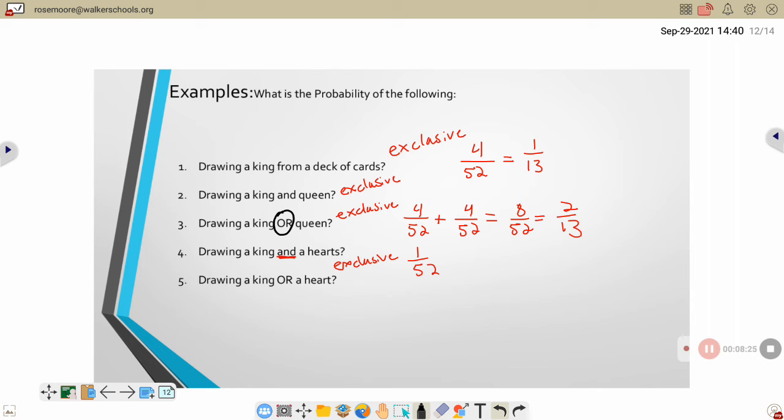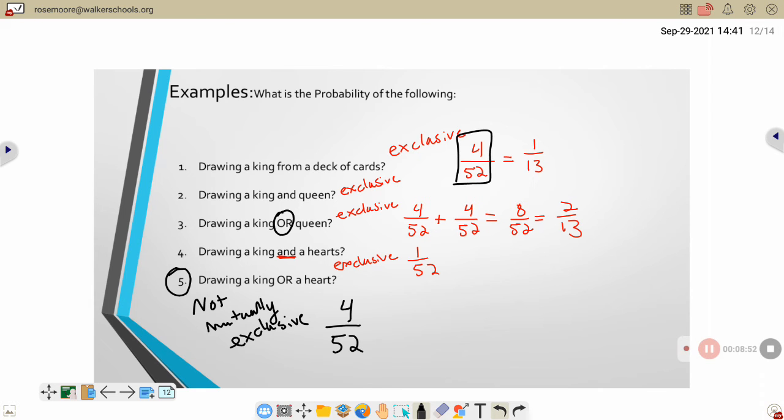The problems that get tricky are not mutually exclusive, like this one. This one is our only not mutually exclusive. Now, why is that? Because it can be a king or a heart, okay? So we've talked about this thing. We have 4 kings in our deck of cards, okay? It's right here. That's where we got that information. 4 kings in a deck of cards.